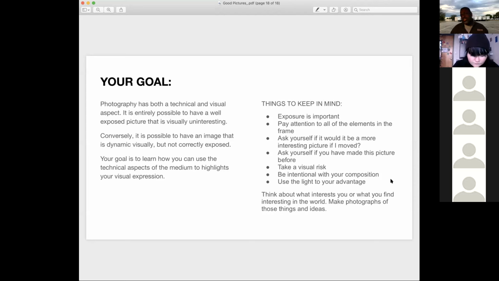And then use light to your advantage. Move around until the light hits the subject right, where it's more interesting. If you're taking a picture of somebody and the sun is in front of them and they're squinting, that doesn't make a good image. So have them turn where they're not turning directly into the light, where they don't have to squint as much. Those kinds of things.